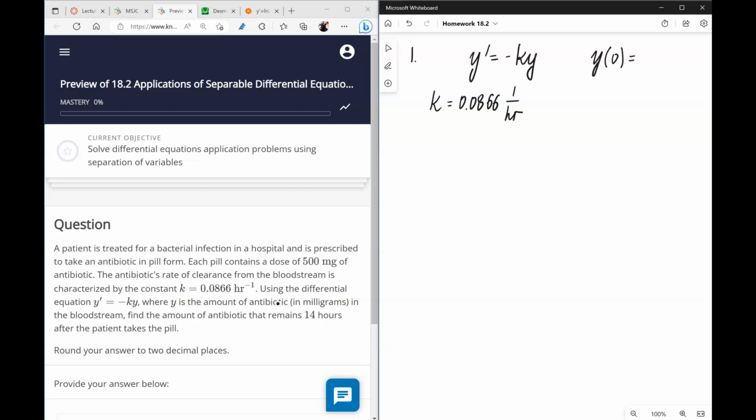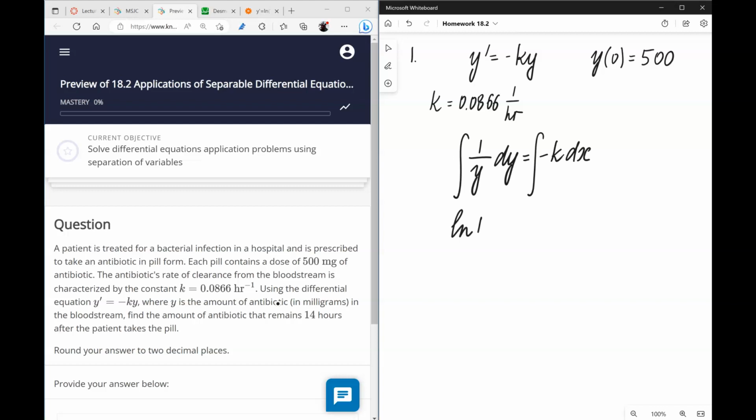So y of 0 is equal to 500, right? And then we can plug in k, which we can do any time. So let's just focus on solving the equation. So we have 1 over y dy equals negative k dx. We integrate because it's a separable differential equation.